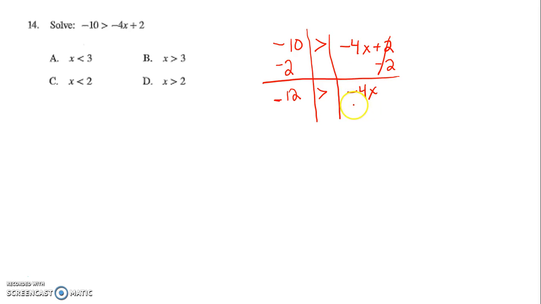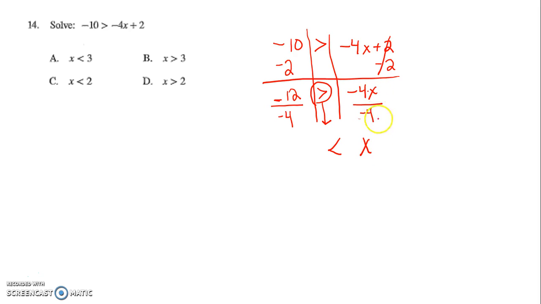To get x all by itself, we need to undo this multiplication. That's negative 4 times x. The opposite of multiplication is division, so I'm going to divide by whatever the coefficient of x is. Whatever's right in front of x. So I'm going to divide this side by negative 4. If I divide the right-hand side by negative 4, I had also better divide the left-hand side by negative 4. So we have x. When I divide by a negative, multiplying or dividing by a negative reverses the inequality symbol.